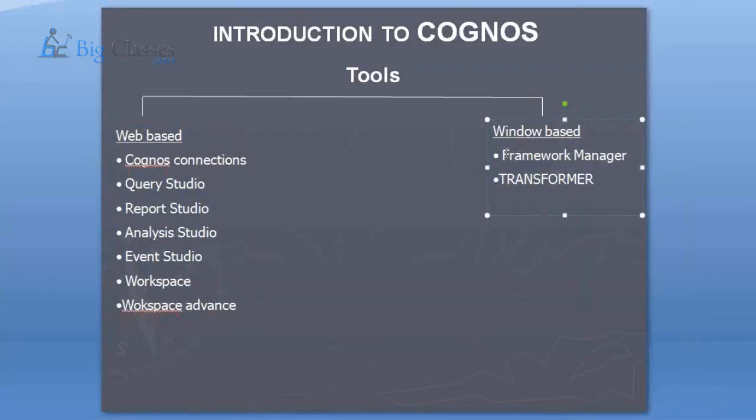Okay, usually how the project flow will be. First of all, we work with the framework manager and create packages and publish packages. And then we start working with the report studio. This is the project workflow. So, we are going to learn framework manager at first. Once we are done with this, then we are going to look into the report studio.